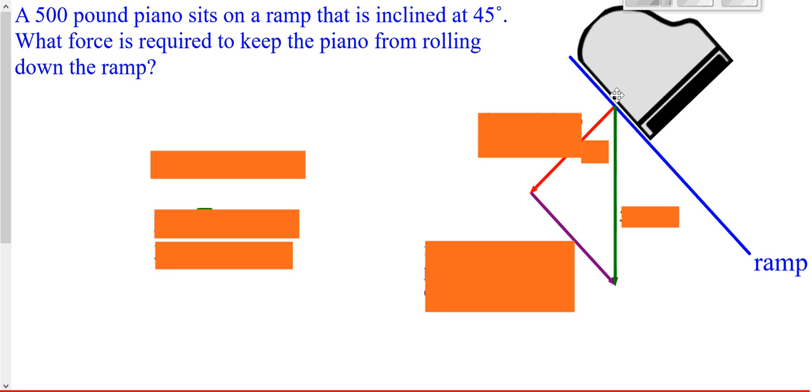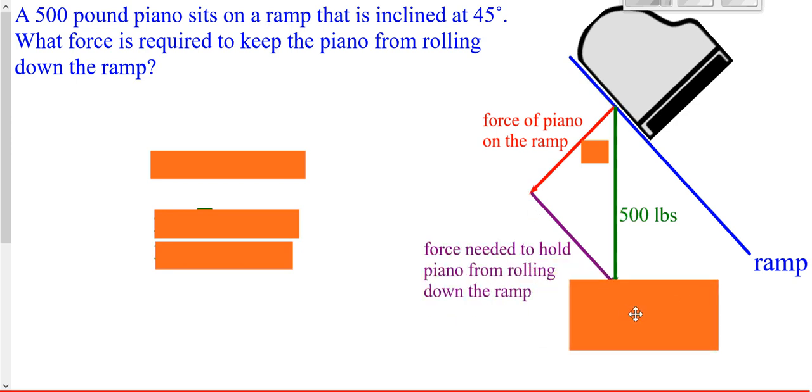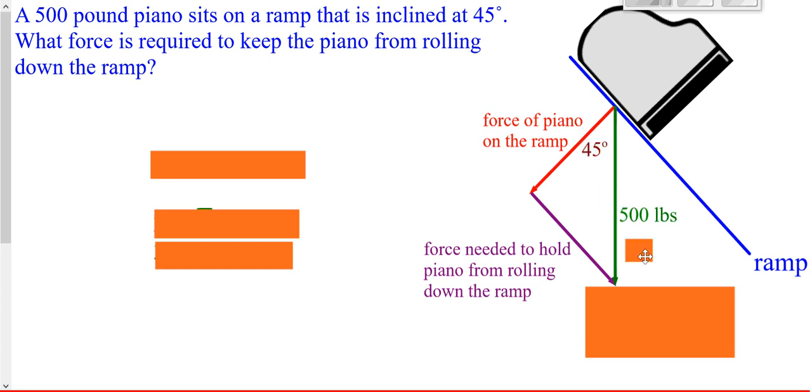We have our weight going straight down towards the center. It's 500. The red, once again, is perpendicular. That's the weight of the piano that's on the ramp. Our purple is parallel to the ramp. That's the weight of the piano to keep it from rolling down the ramp. We're at 45 degrees from the horizontal here, which means this is 45 degrees, which would make this 45 degrees, because these two angles here have to add up to 90.